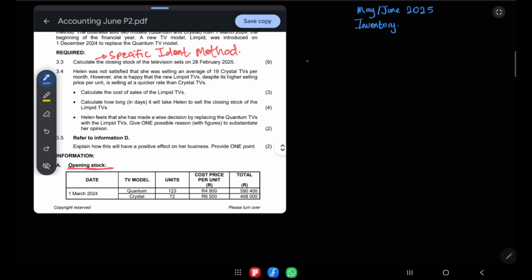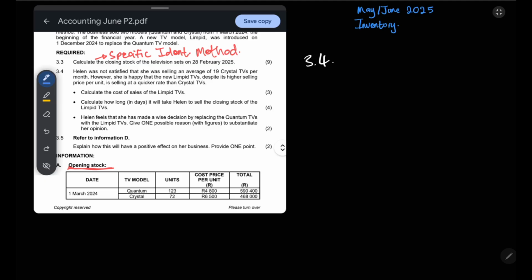Let's go to 3.4. It says, Helen was not satisfied that she was selling an average of 19 crystal TVs per month. However, she is happy that the new limpid TVs, despite its higher selling price per unit, is selling at a quicker rate than crystal TVs. Calculate the cost of sales of the limpid TVs. I explained what the cost of sales is in the previous video. If you still haven't understood it, please go and watch the previous video.